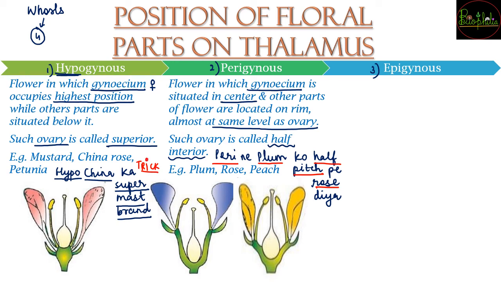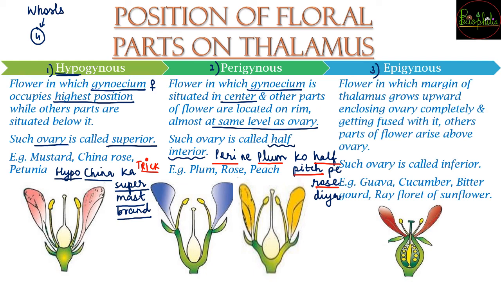The last one is going to be epigynous. Epigynous है, epi means the flower is going to have its thalamus growing upwards, और वो इतना उग जाएगा कि वो completely enclose कर लेगा ovary को, and it will fuse such that the ovary becomes inferior. So ovary जब completely inferior हो जाती है, you can see them in the case of guava, cucumber, bitter gourd, and even in the case of ray florets of sunflower.